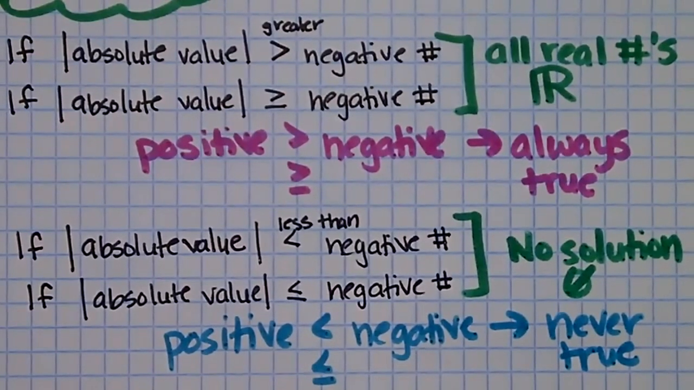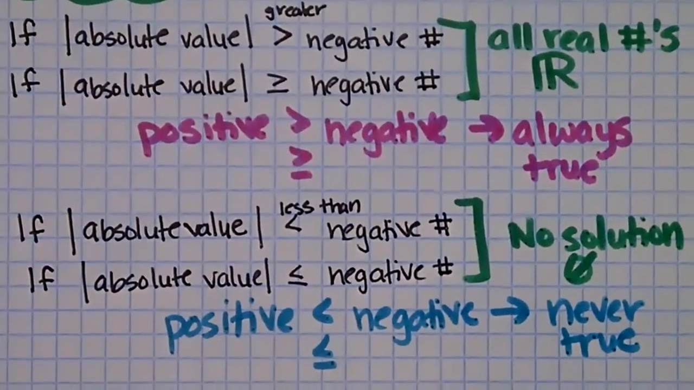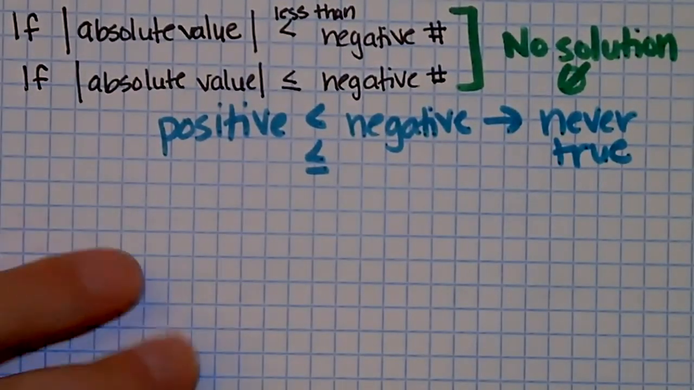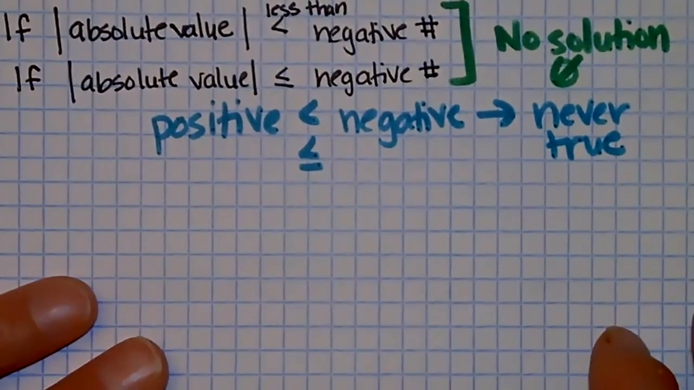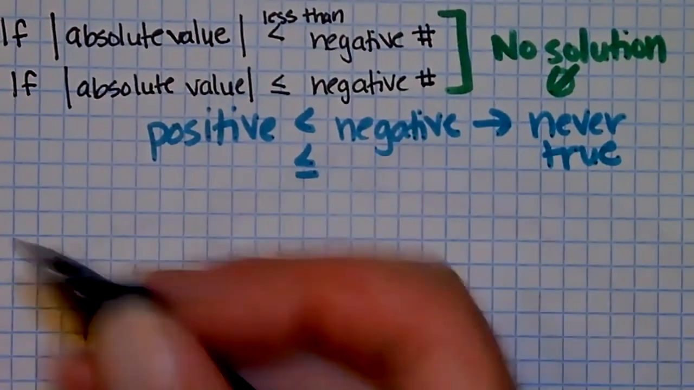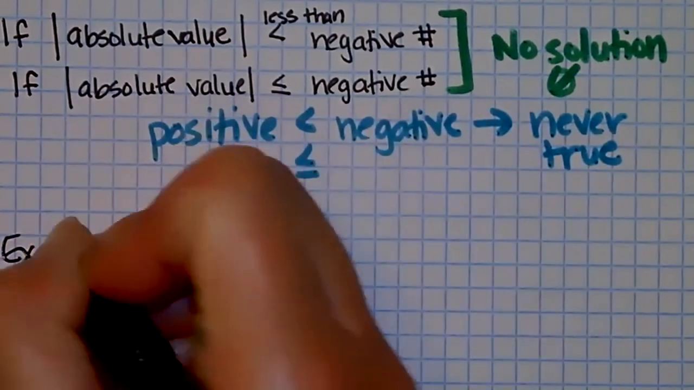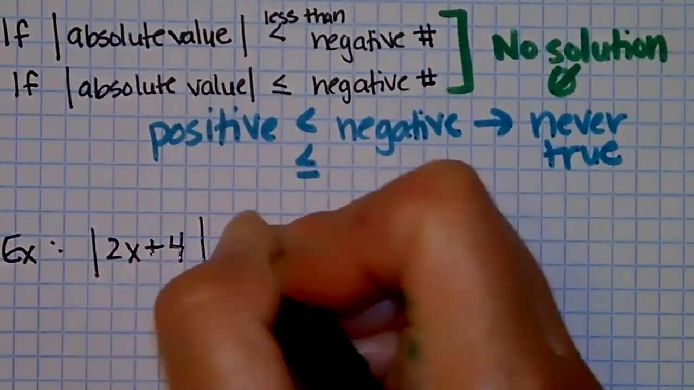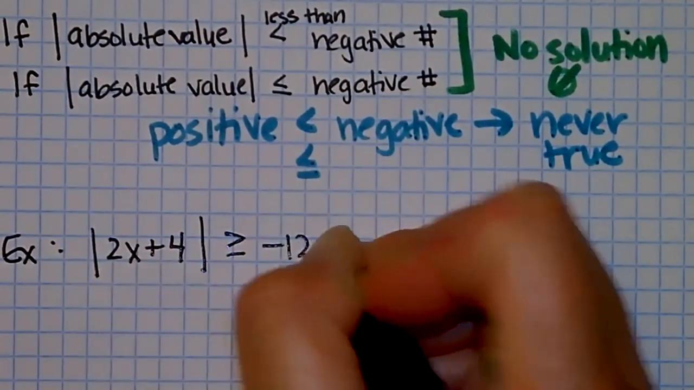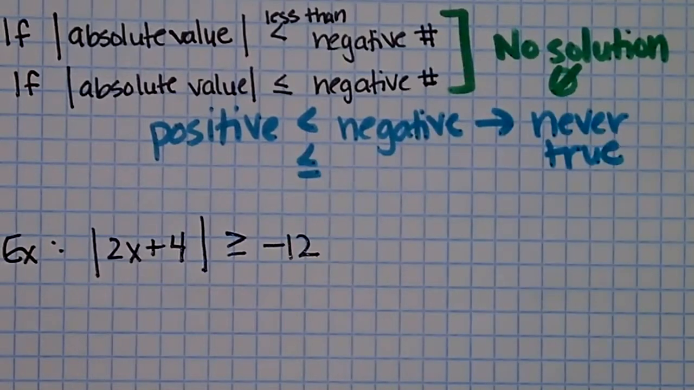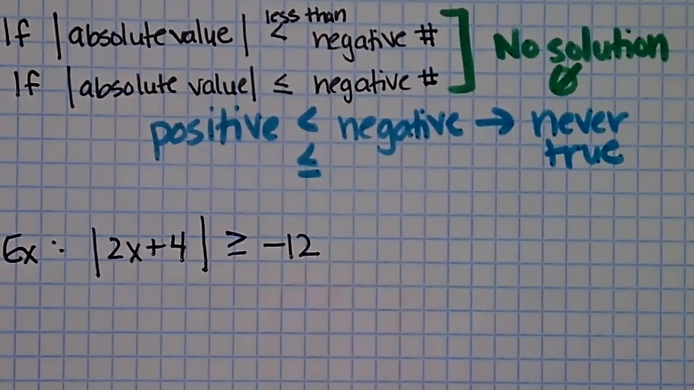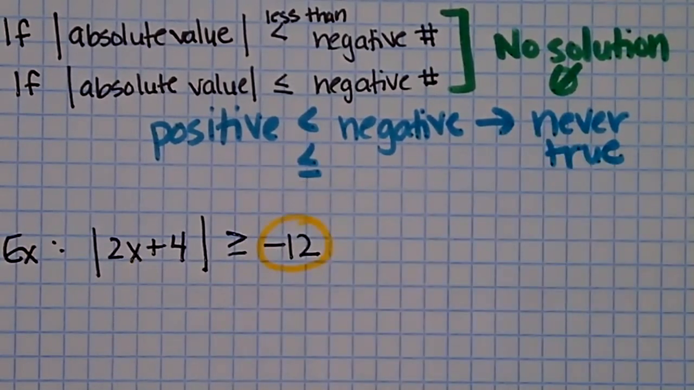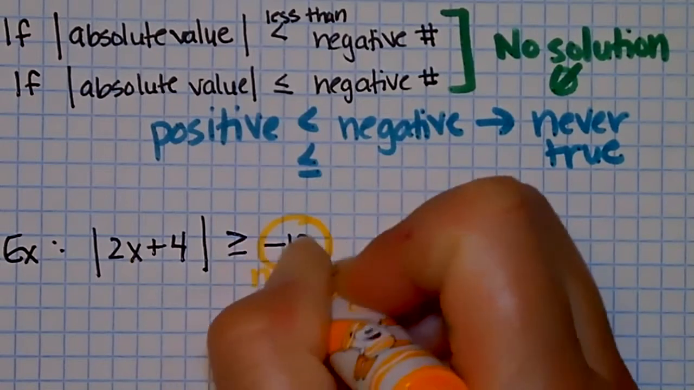So let's look at an example of this. Okay, so this just kind of saves you some steps if you look and recognize this. Otherwise, you'll see this when you check your number in between, but this just saves you a step. So let's say, for example, we have the absolute value of 2x plus 4 is greater than or equal to negative 12. Okay, so again, you want to pay attention to this. We have a negative number here. Okay, so that's what we're paying attention to, negative.